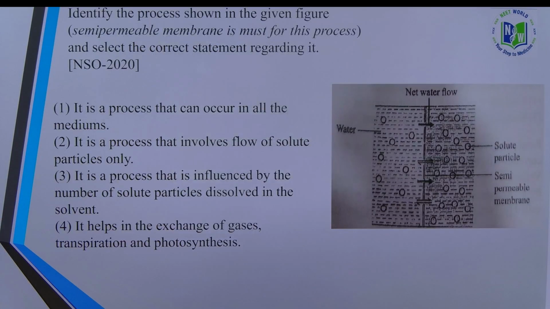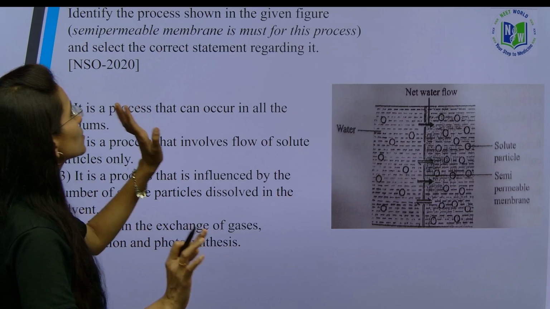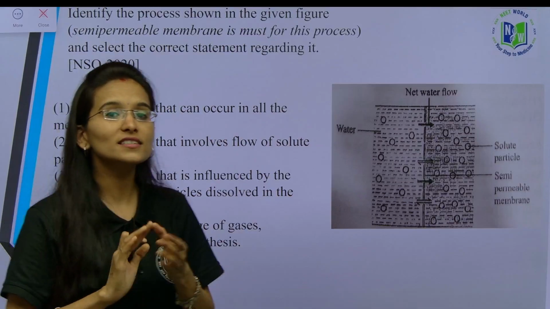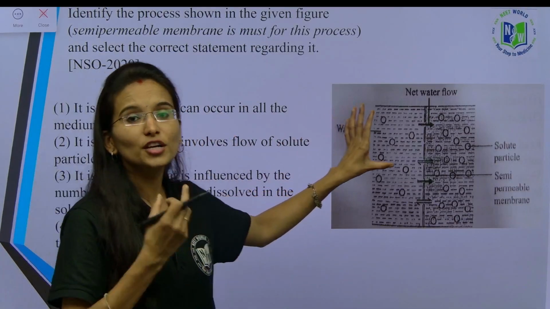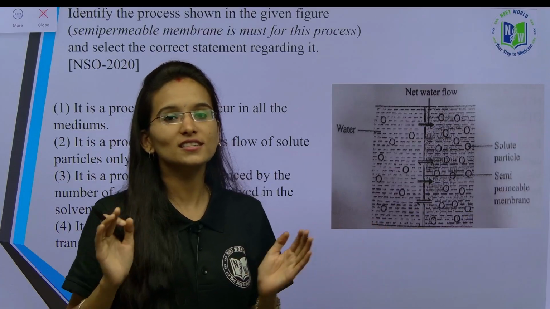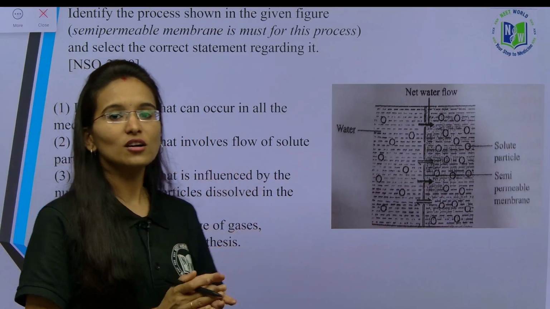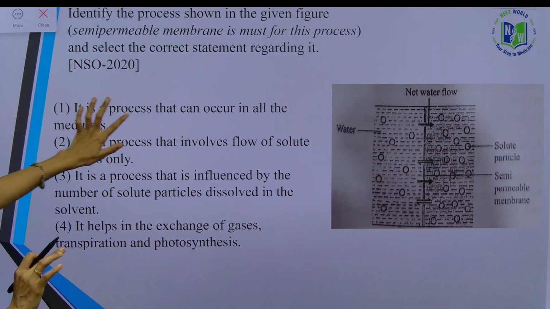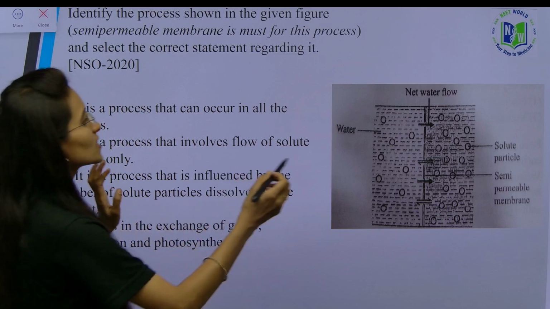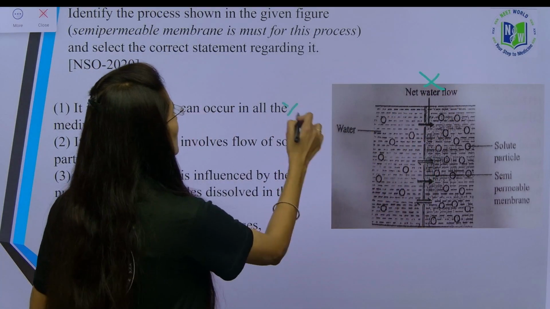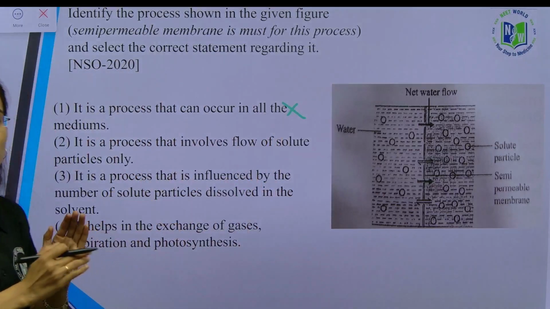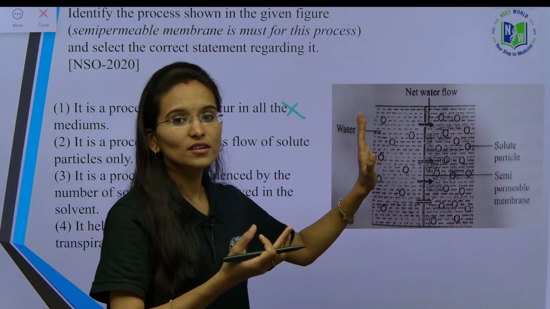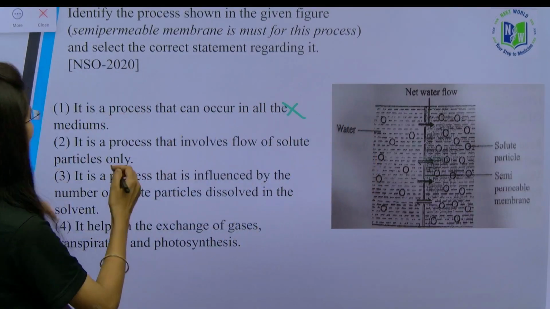Next question: identify the process shown in the given figure. Here is a hint: a semi-permeable membrane is a must in the process. This is going to define the difference between osmosis and diffusion. You need to understand the concept of osmosis and diffusion, then it becomes easy to answer, students. See, option 1 says it is a process that can occur in all the mediums. This is wrong. It can occur only in solvent molecules, and it cannot occur in gaseous and solid medium. So this option is wrong.